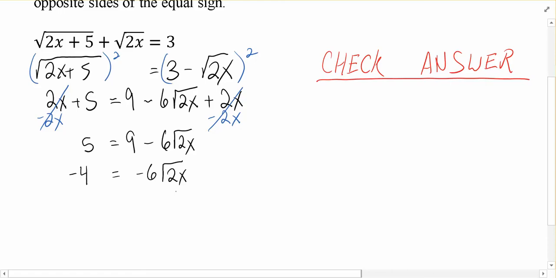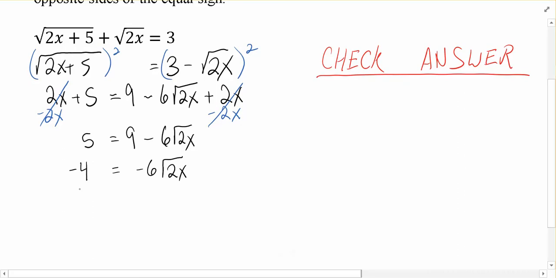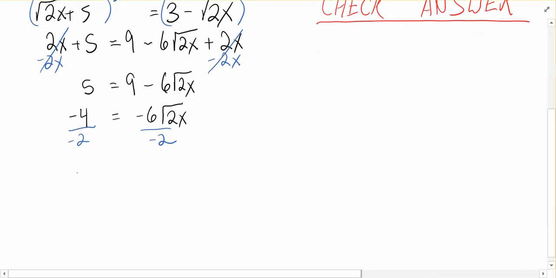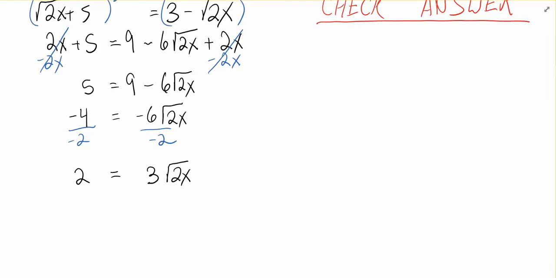Now I could go ahead and divide both sides by negative 6 before I square both sides, but that's going to introduce a fraction in my problem. I don't know if I want to do that. I do notice that both sides are even, so maybe in this case what I'm going to do is divide by negative 2. That's going to leave me with 2 equals 3 root 2x. Now we're going to square both sides again.